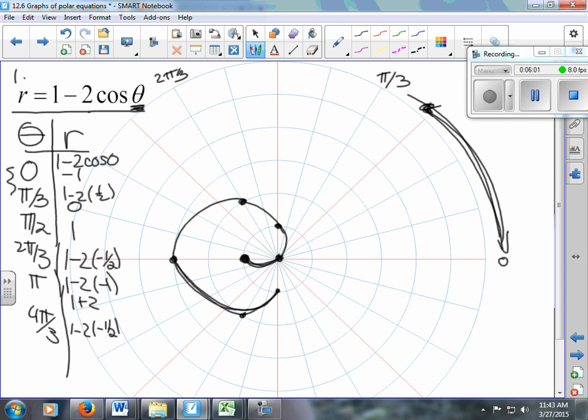Now I'm going to try 60 degrees in the fourth quadrant, which would be 5 pi thirds. Now I get a positive. I'm back up to what this value was. I'm back up to 0. And then when I go back to 2 pi, I'm going to come back here to this 0.